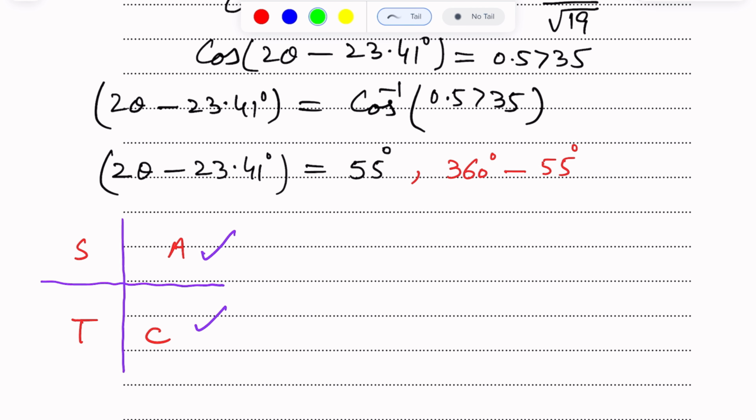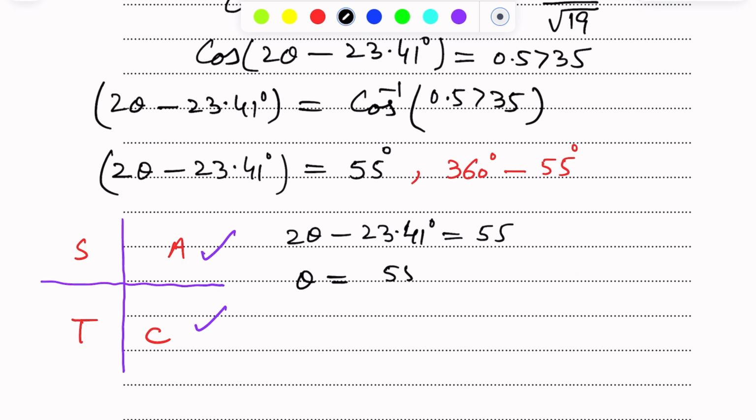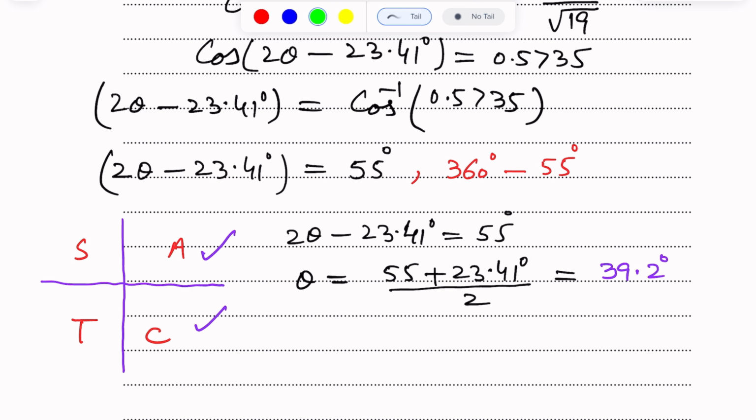Now first we put the left hand side equal to 55. We get 2 theta minus 23.41 degrees is equal to 55. From here theta will be equal to 55 degrees plus 23.41 degrees, divided by 2. Finally, correct to one decimal place, the answer is 39.2 degrees. This is the answer.